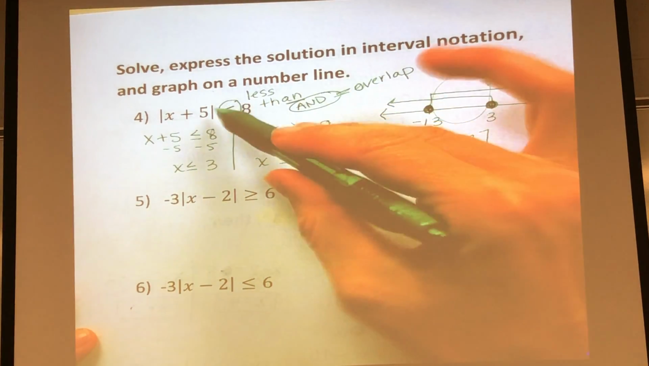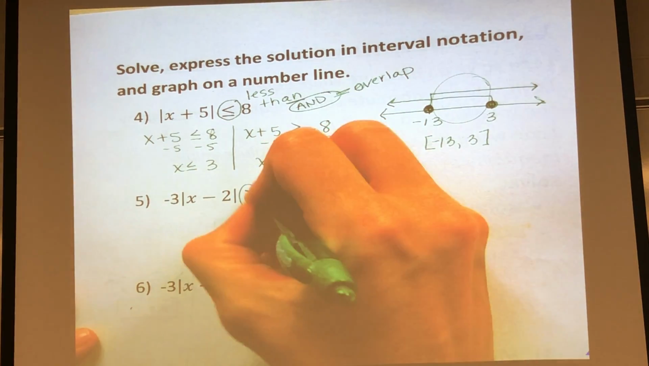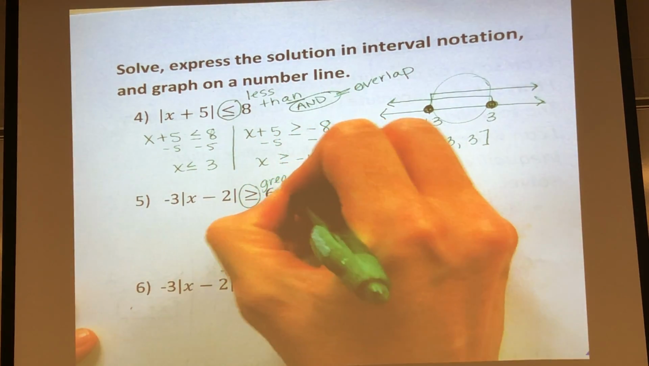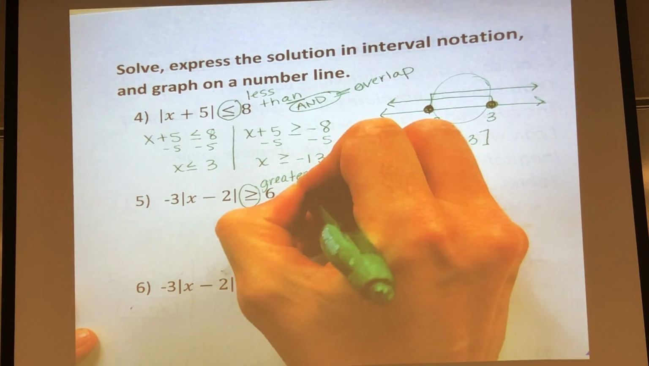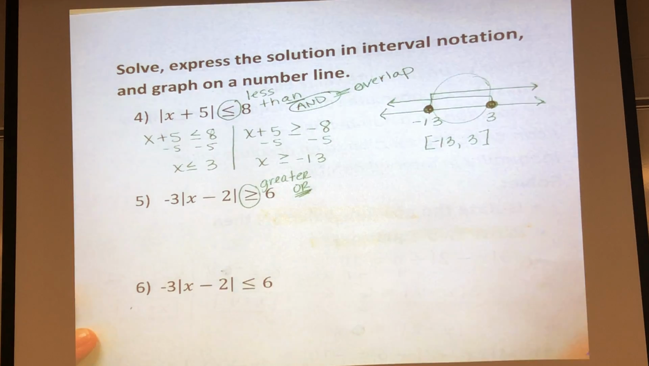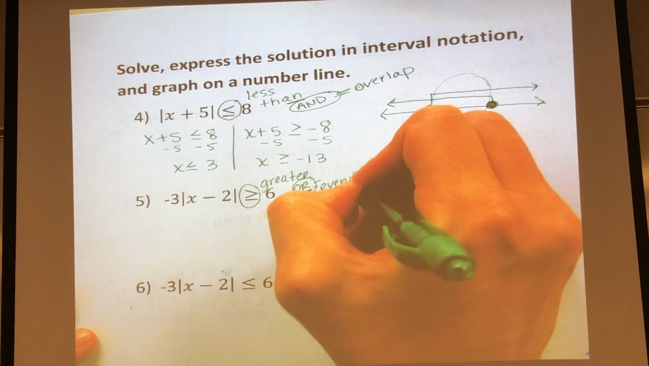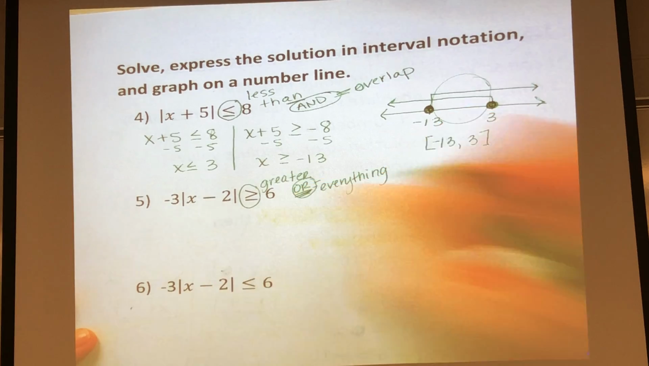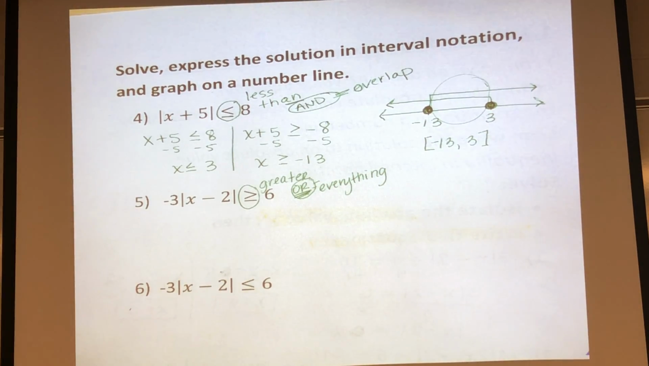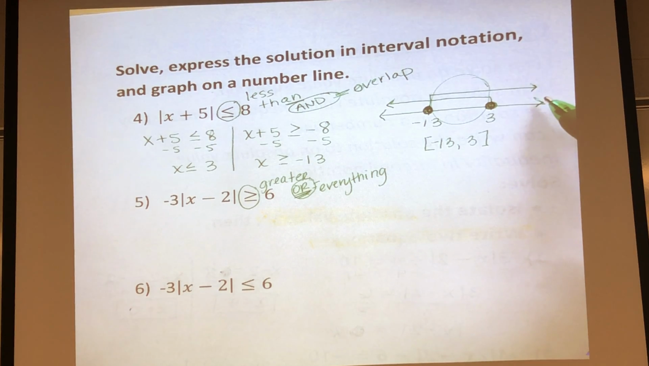If it was a greater than sign, like this next one, here's a greater than, greater means or, and it means that we are looking for everything, so everything that is shaded. So in that case, if that first one was a greater than sign, we would say negative infinity to positive infinity. Let's see how number 5 works out.